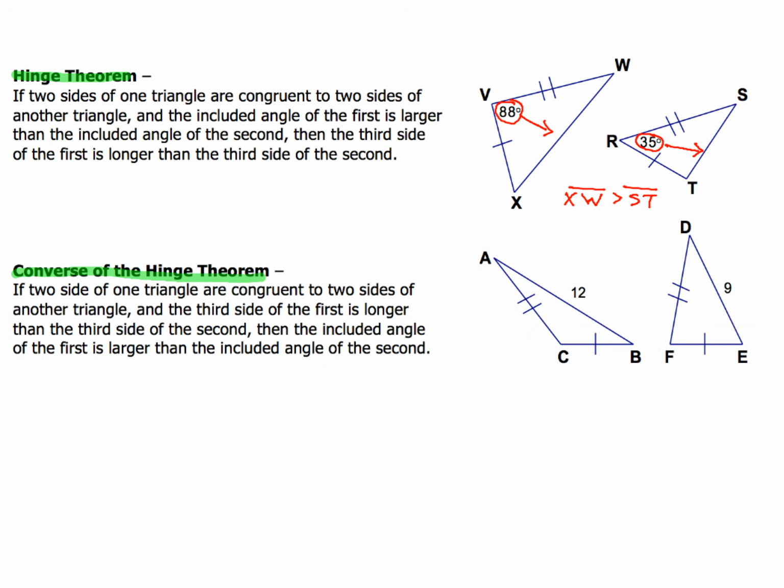says, all right, we're going to take a look at the sides first, and based on the sides, then we're going to make a conclusion about the angles. So if two sides of one triangle are congruent to two sides of another triangle, then the third side of the first is longer than the third side of the second.